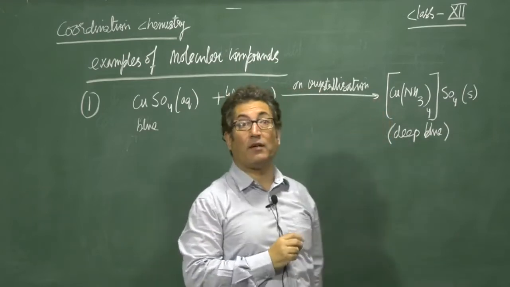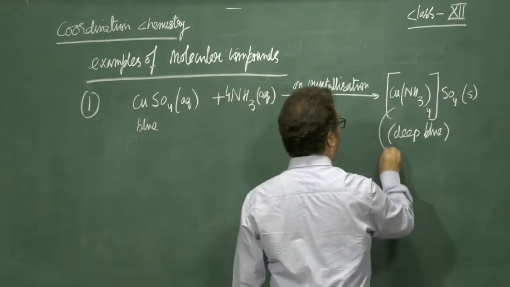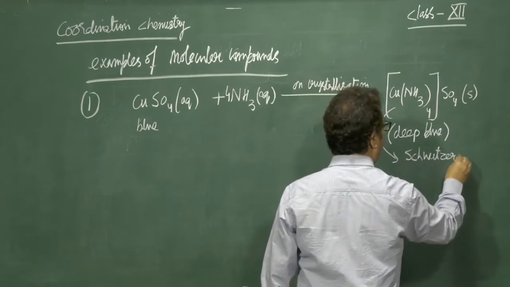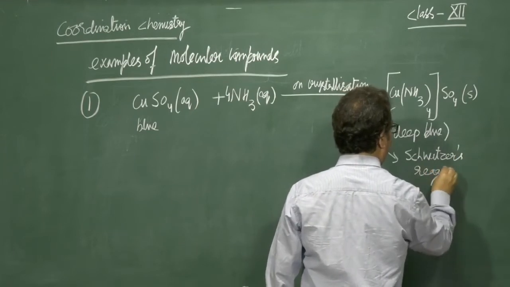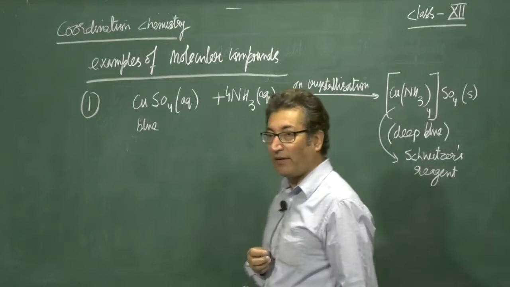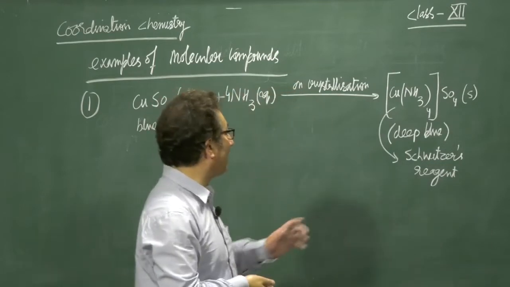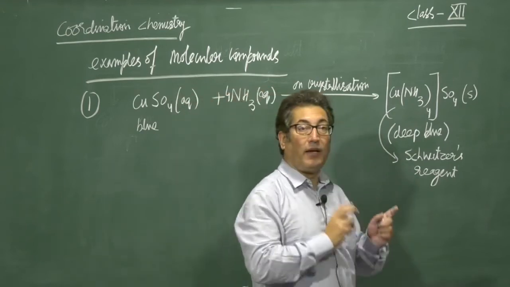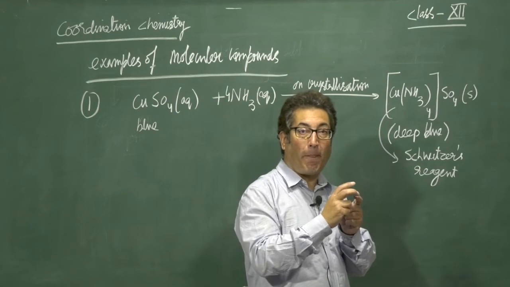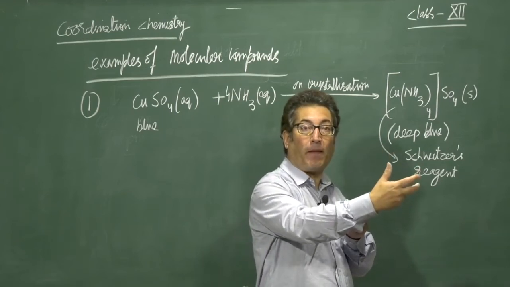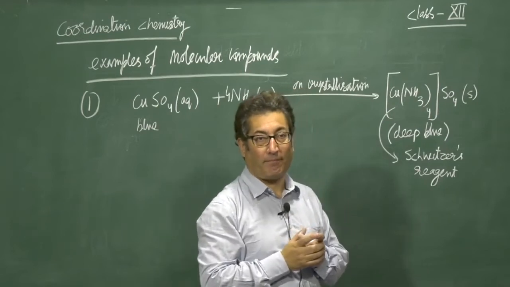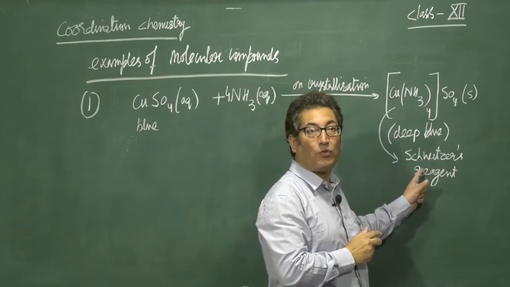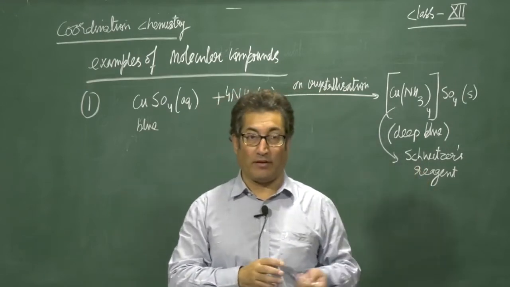It has a commercial name. This compound is called Schwitzer's reagent. It is a synthetic one. I gave you so many examples of compounds. This compound is called Schwitzer's reagent, and it has a use. What is its use? In industries, it is used for converting cellulose into silk. To convert cellulose into silk, cellulose is dissolved in this, and this Schwitzer's reagent acts there as a solvent. So it has an industrial use.